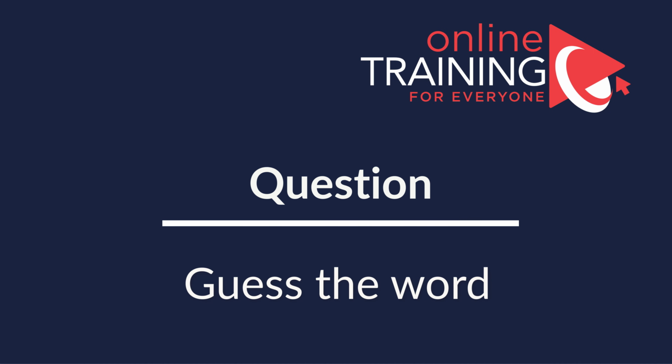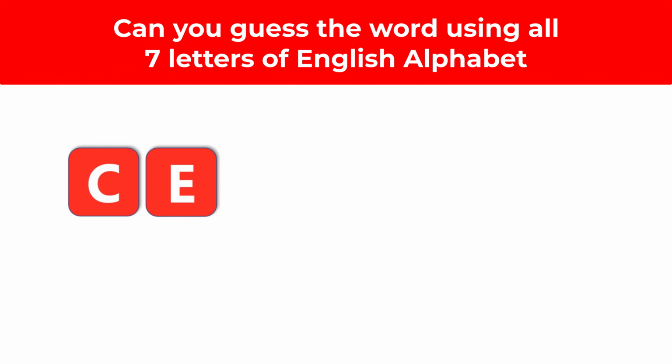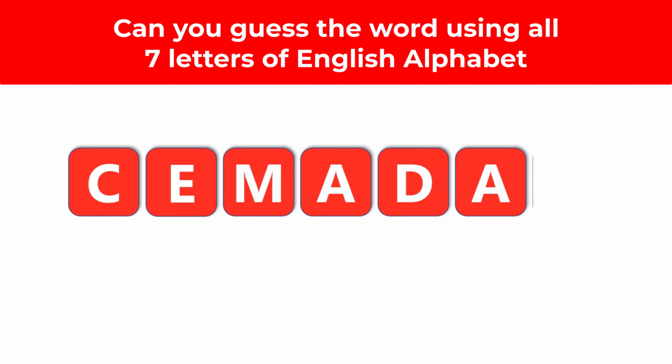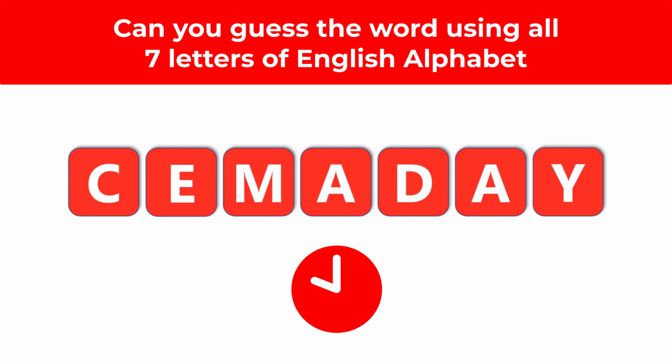Here's the tricky problem we frequently see on the test. You're presented with the 7 letters of the English alphabet. The letters are C, E, M, A, D, A, and Y. And you need to guess the word using all the letters presented.